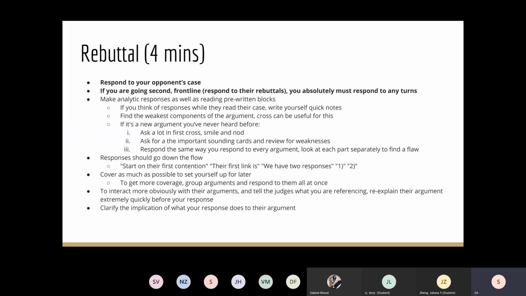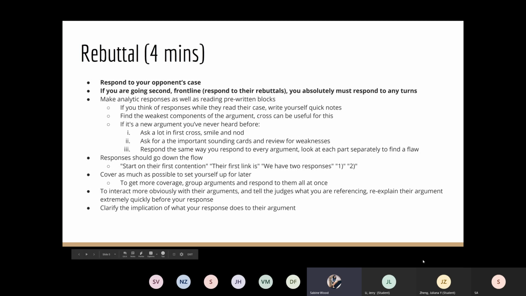Okay, Sabine, rebuttal. Okay, so your rebuttal is 4 minutes long, and the basic goals are to respond to your opponent's case, and then if you're the second speaking team, to respond to their rebuttals by frontlining. You especially want to pay attention to turns because you're not going to have the opportunity to really frontline later, and if it's a turn, then they could potentially win off of it.